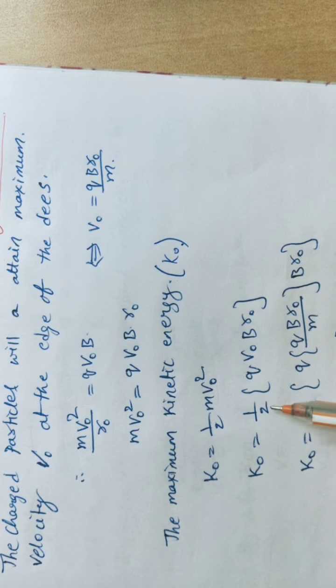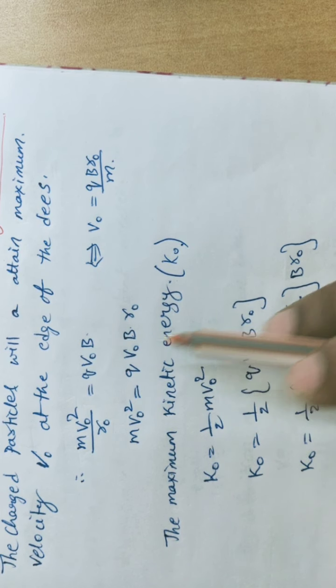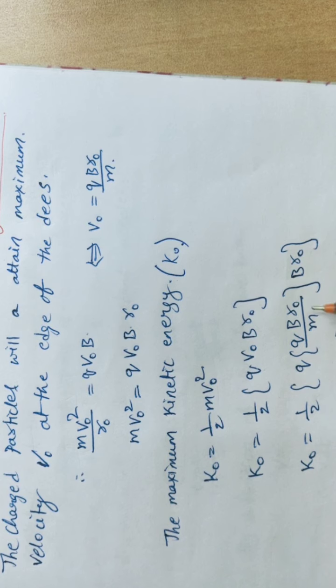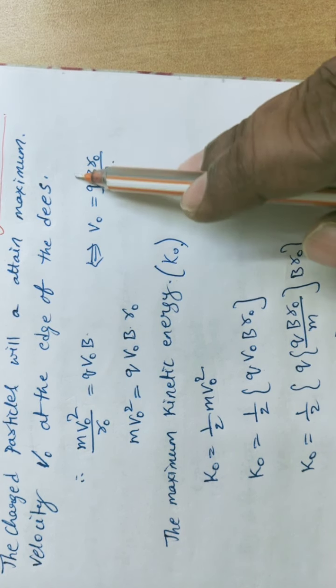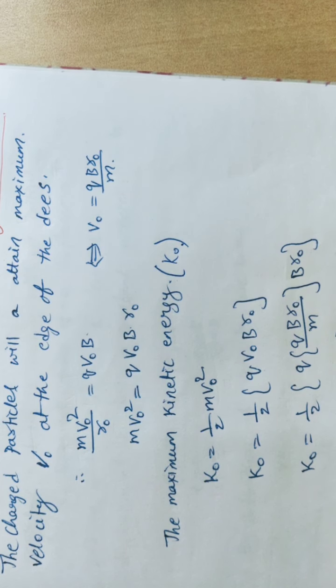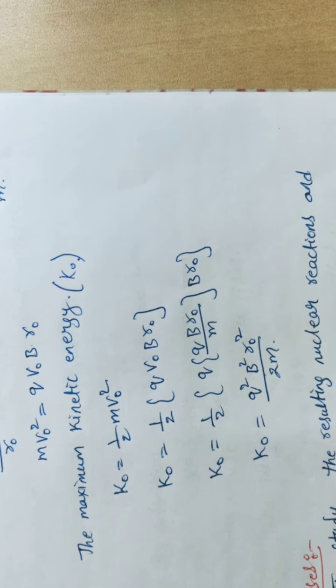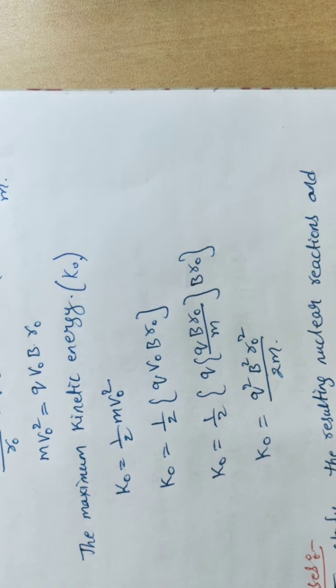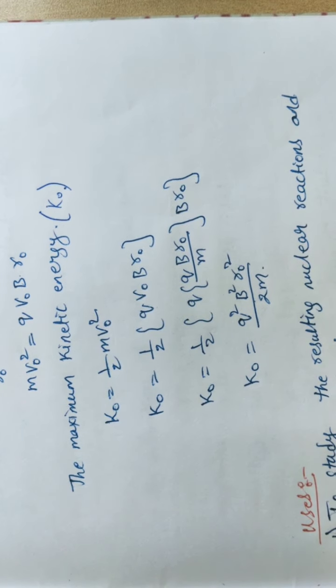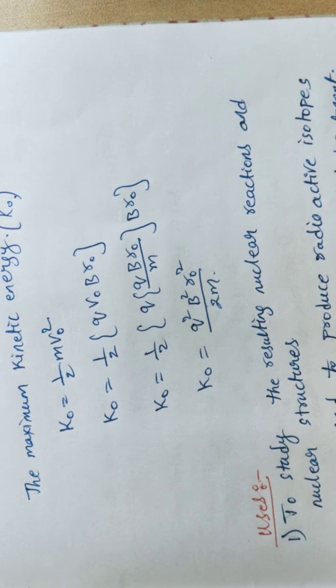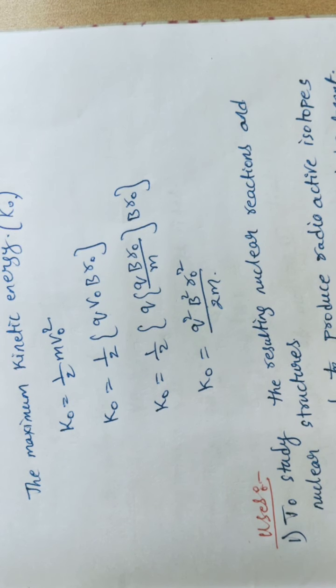Then K naught is equal to half into, instead of m v naught square, q v naught B r naught. So half into q, and we have v naught as qB r naught divided by m, substituted into B r naught. Finally K naught is equal to q square B square r naught square divided by 2m. Is it clear, students? This is about the maximum kinetic energy attained by a charged particle in between the D's present in a cyclotron.